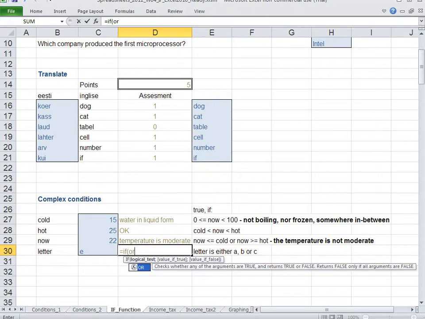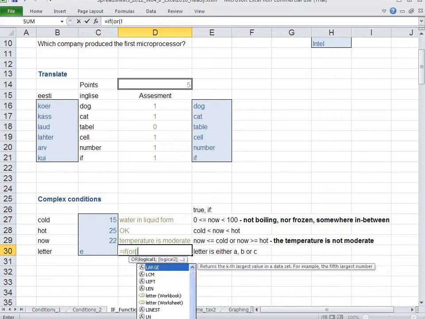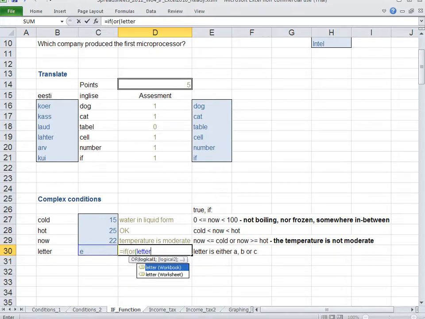We write OR, parentheses begin, and we check whether letter, which is the cell just in blue color, equals, text has to be in quotation marks, A, semicolon, letter equals, quotation marks B, semicolon, letter equals, quotation mark C. Remember 2 things. The comparison has to be started from scratch after each semicolon, so it's all the time letter equals, letter equals, letter equals. And the second thing, text can certainly be C.